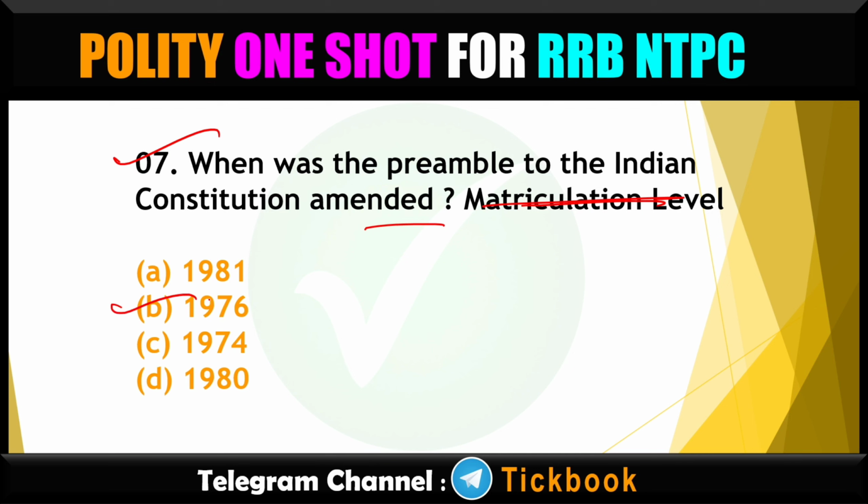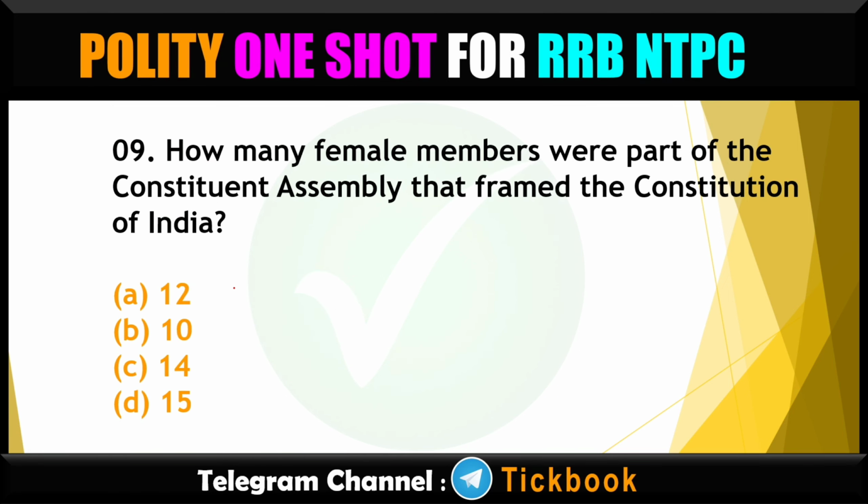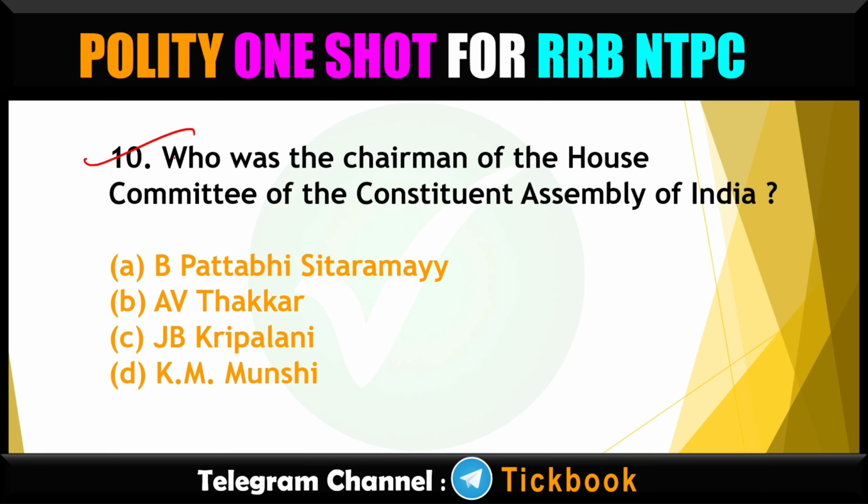Option number B, 1976. Question number 8. The original Constitution of India was handwritten in English by? Option number B, Prem Bihari Narayan Raijada. Question number 9. How many female members were part of the Constituent Assembly that framed the Constitution of India? Option number D, 15. Question number 10. Who was the chairman of the House Committee of the Constituent Assembly of India? Option number A, B. Pattavi Sitaramaiah.